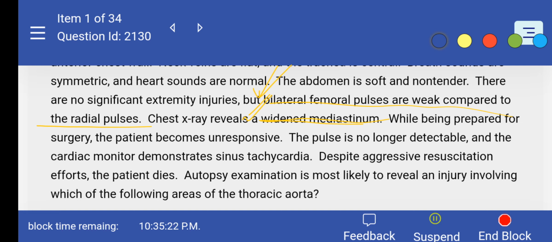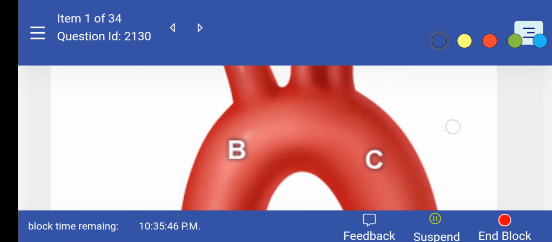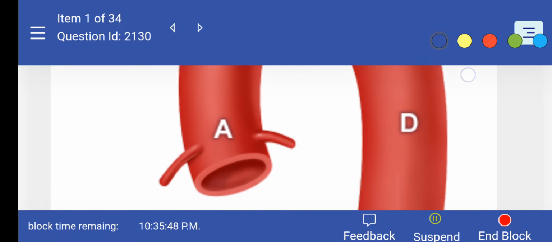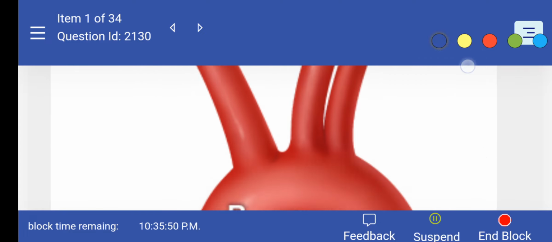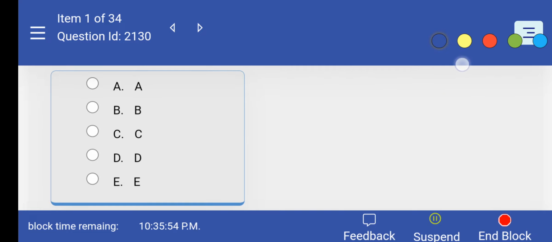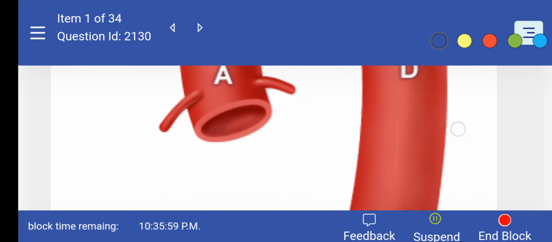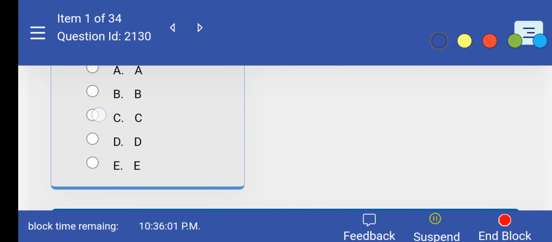Okay, the patient dies. Autopsy examination is most likely to reveal an injury involving which of the following areas of the thoracic aorta? They have given the ascending aorta, then aortic arch, then descending aorta, and for that they have given respective options A, B, C, D, and E. Pause it and give the answer. So the correct answer for this is option C. Okay, let us see the explanation.